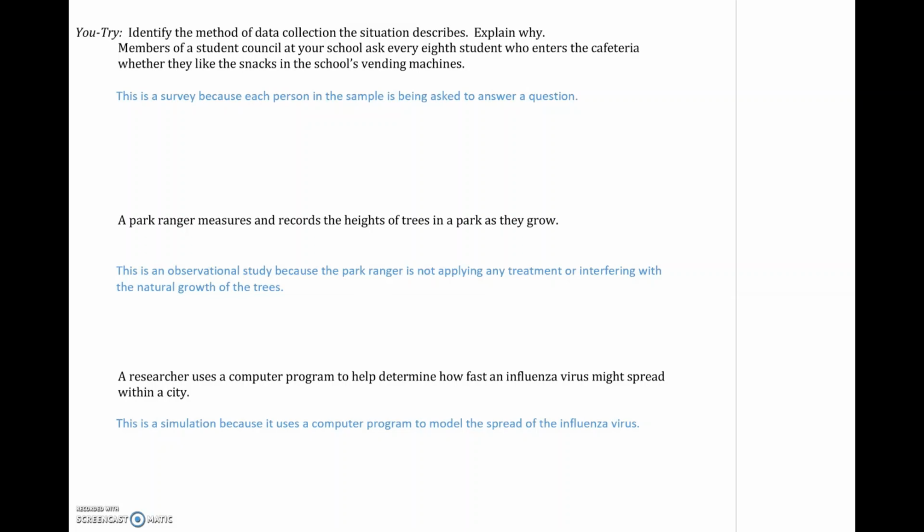A park ranger measures and records the heights of trees in a park. This park ranger is not applying any weed killer or fertilizer, not pruning, not interfering in any way, not applying treatment. So it's an observational study. And this last one would be a simulation, because we're using a program to generate a model. We're not actually going out there and testing everybody day after day, month after month to get the actual data. We're simulating it with software.